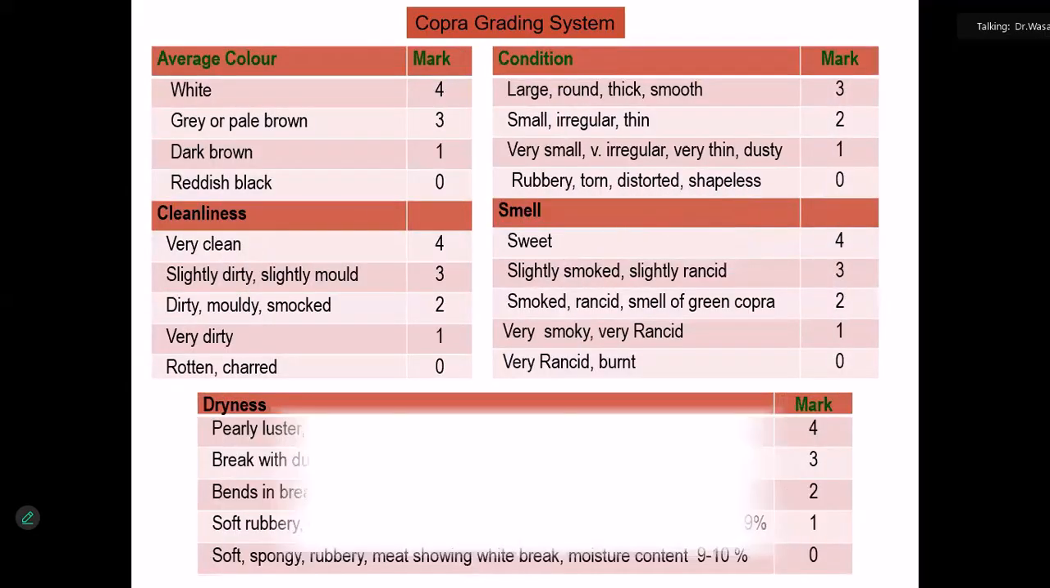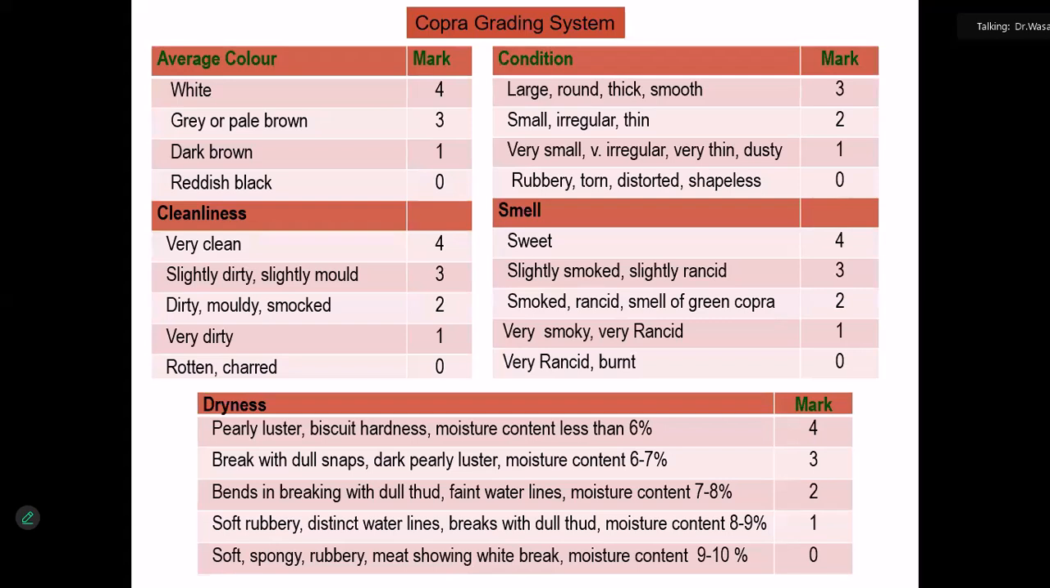Then the copra grading system. We discussed the grading of quality of desiccated coconut, color, and so on. Here, copra grading normally works this way. We are taking 5 factors. Number 1, average color. Maximum white color gets 4 marks. Once it reduces, 0. Condition: large, thick, 3 marks. Rubbery, 0. Don't cram this grade system.